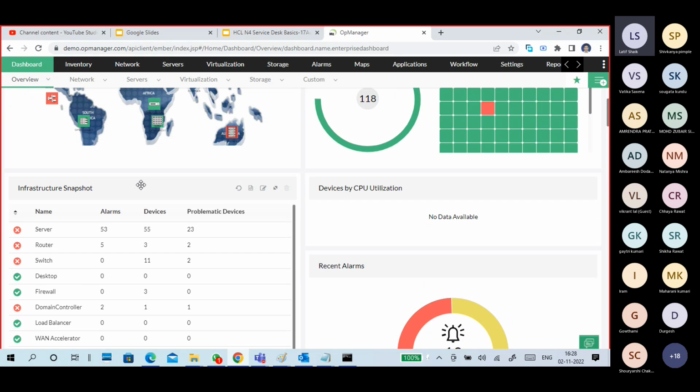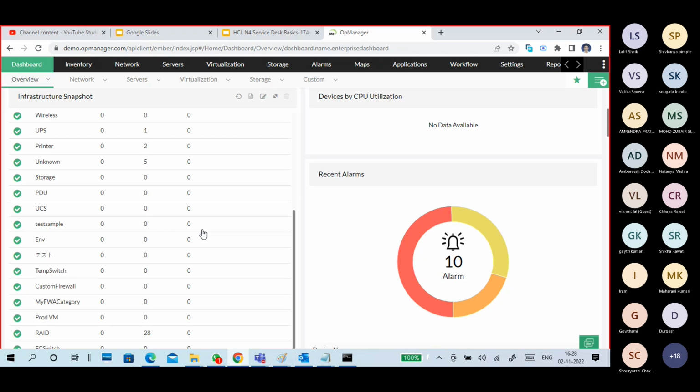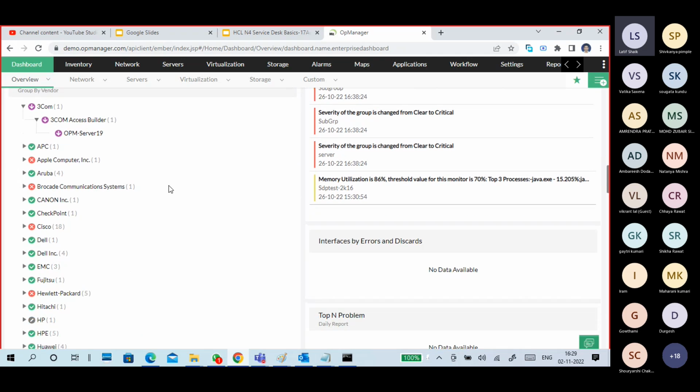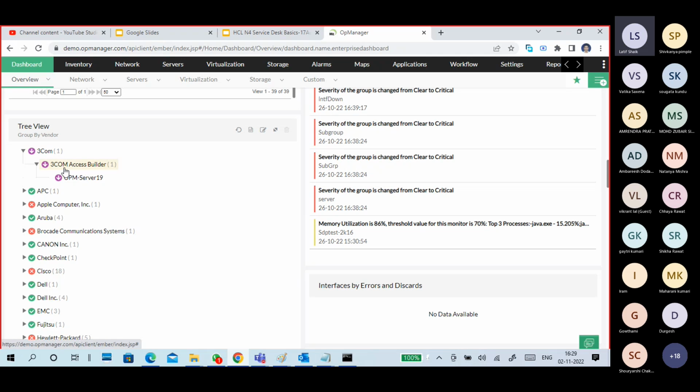Guys, if you see here, you can understand by monitoring how many devices are there and what their status is. What are their issues? What has happened to them? See, device wise.